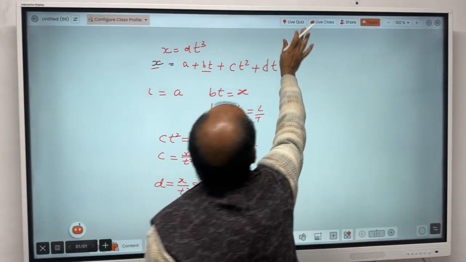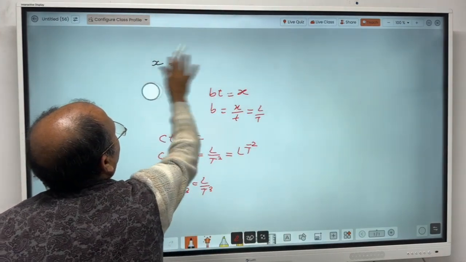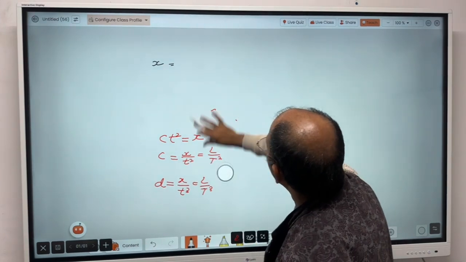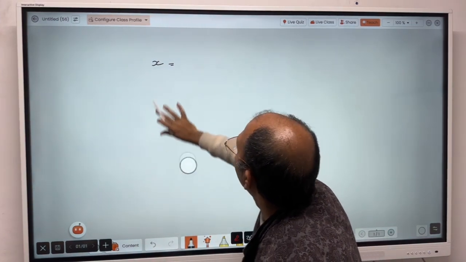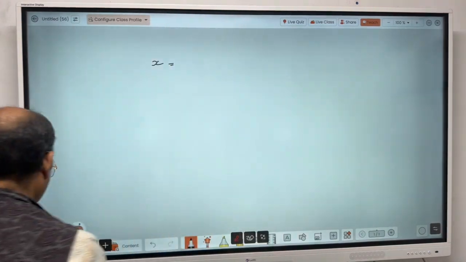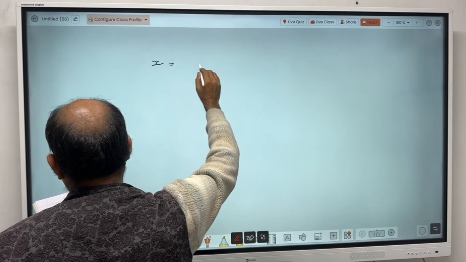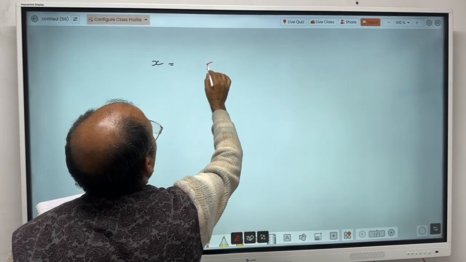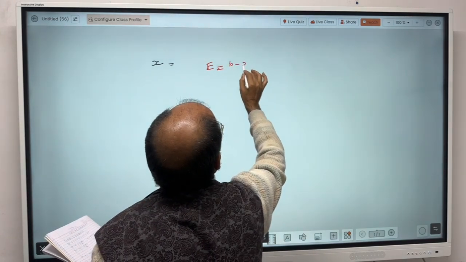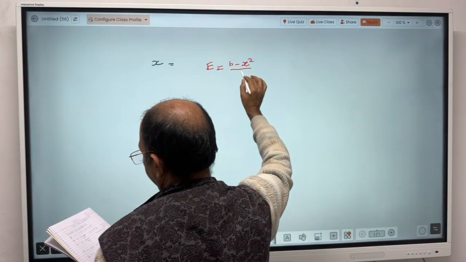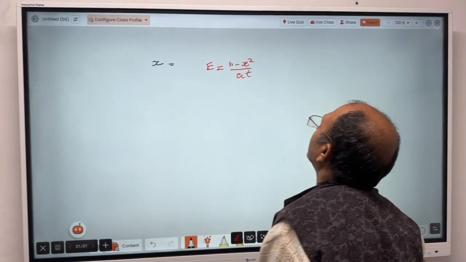I think you have understood. Now let's consider another equation and apply the principle of homogeneity. So here we are given E equals b minus x square divided by at, where E is energy.